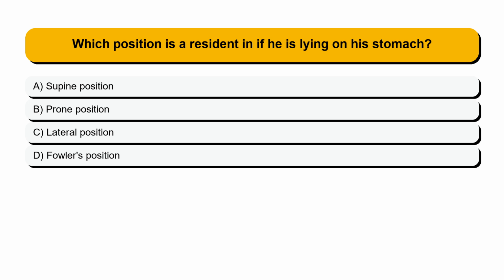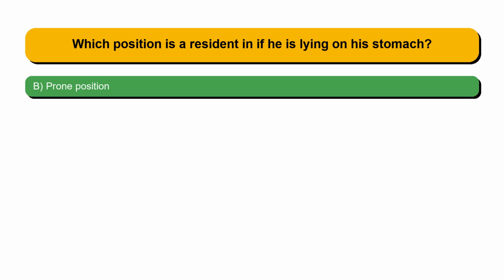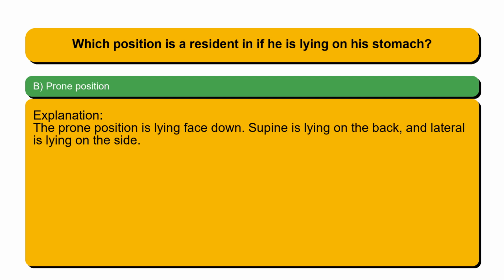Question 88. Which position is a resident in if he is lying on his stomach? Option A, supine position. Option B, prone position. Option C, lateral position. Option D, Fowler's position. The correct answer is option B, prone position. The prone position is lying face down, supine is lying on the back, and lateral is lying on the side.